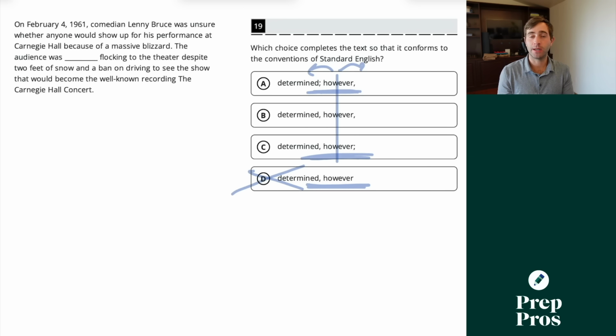So this is where we need to understand independent clauses, dependent clauses, and phrases. If you're not familiar with those, we're talking about a free resource where you can learn those in depth at the end of the video. But here, we're simply going to check that first. The audience was determined. This can stand on its own.